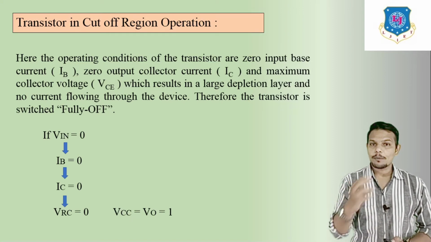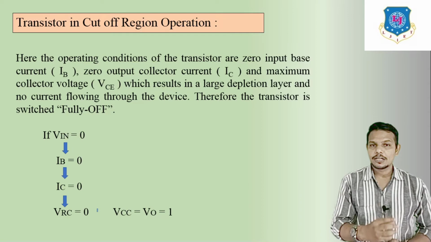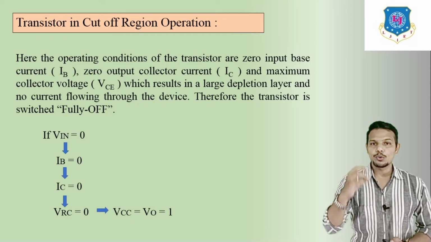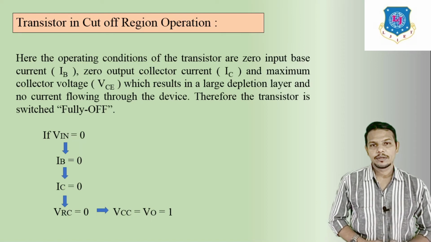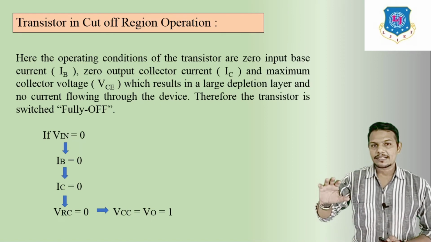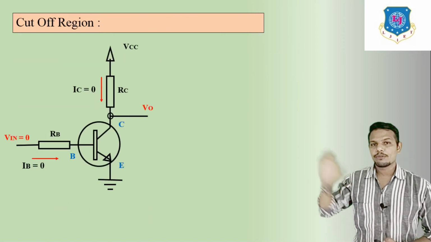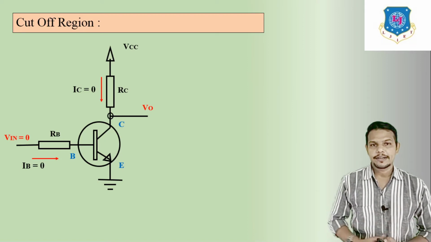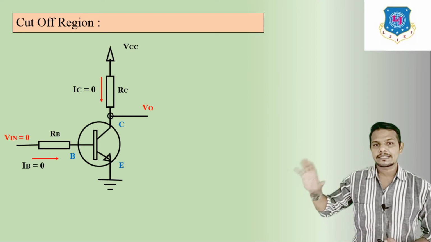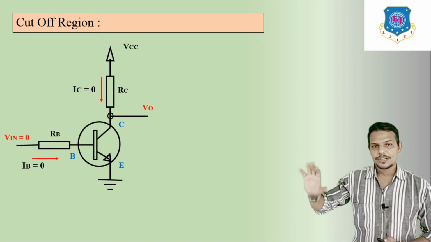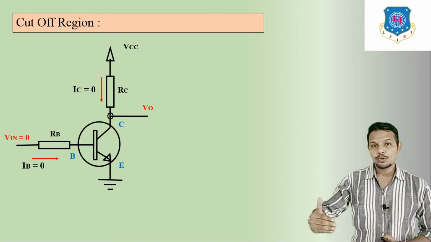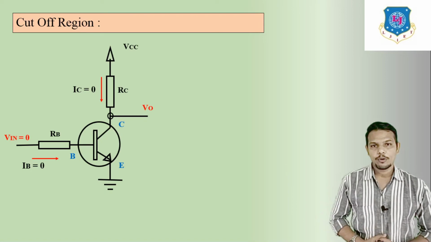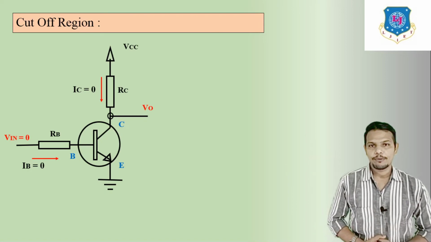If the voltage drop is equal to 0, that means VCC is equal to the output voltage VO. To be precise, we can understand this from the circuit diagram. Here we can see the circuit diagram of transistor as a switch. At Vin we can put the input waveform, and at VO we can get the output waveform.